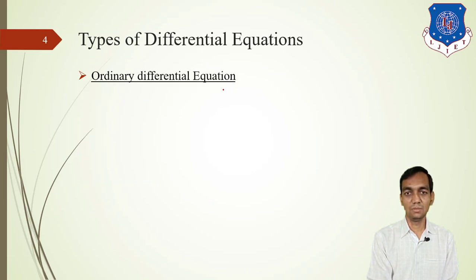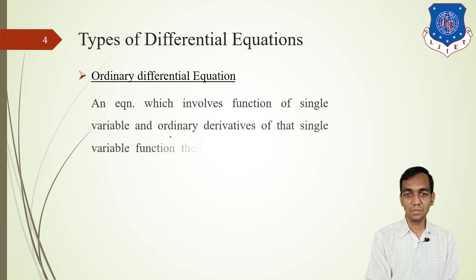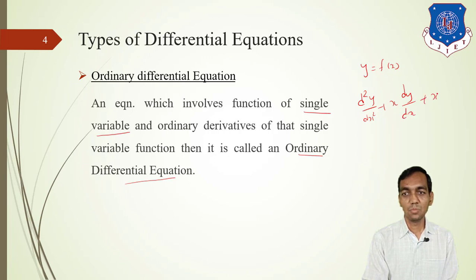Ordinary differential equation. An equation which involves a function of single variable and ordinary derivative of single variable function, then it is called ordinary differential equation. Now see, this is very important thing. Single variable function, that means you have y is some function of x, and considering this, you are defining the differential equation d square y by dx square plus x into dy by dx plus x square y is equal to 0.